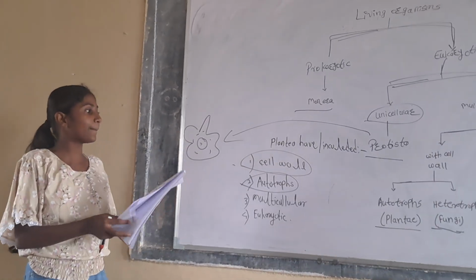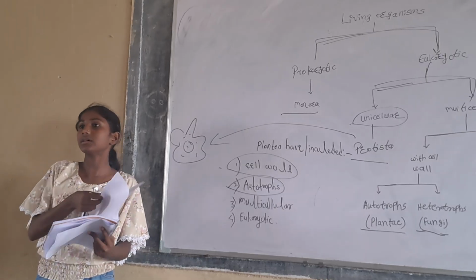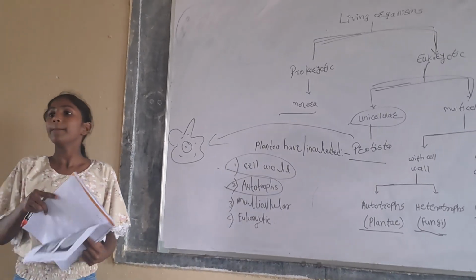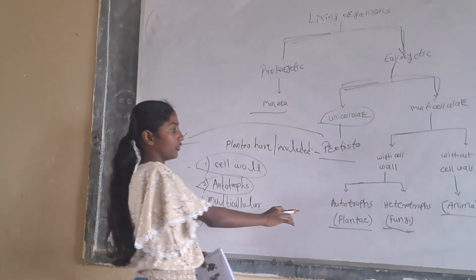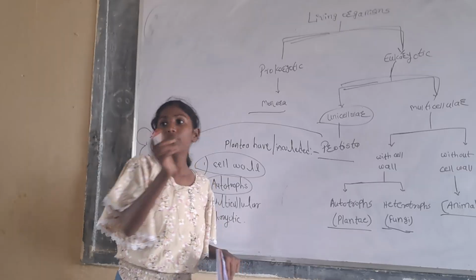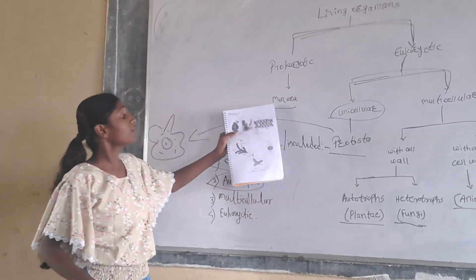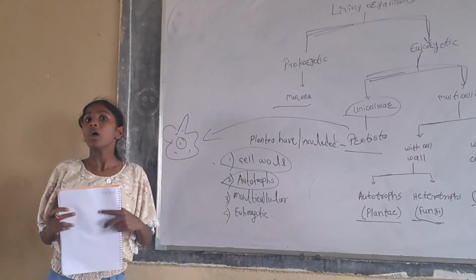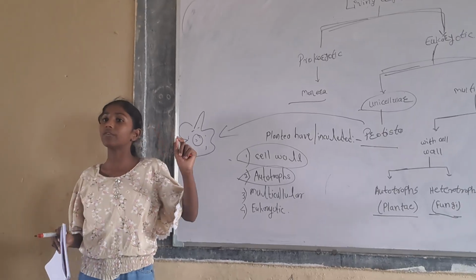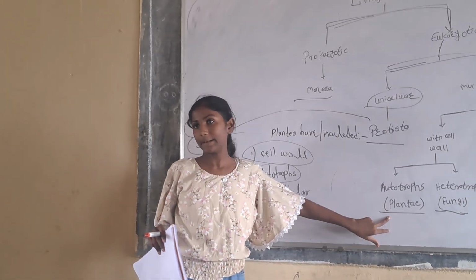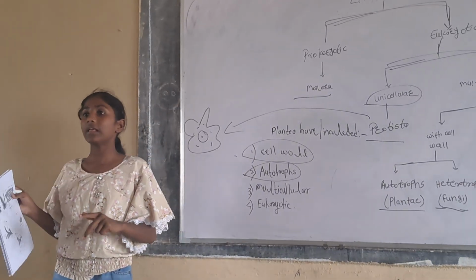So the next one is the main one, Plantae. Plantae is so important among living organisms because Plantae is the main. We are not autotrophs. We are heterotrophs. We are dependent on Plantae. Also, Monera is dependent on Plantae. Plantae make their own food with the help of chlorophyll and sunlight.